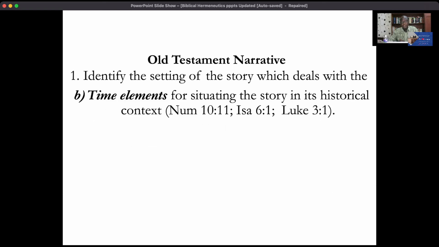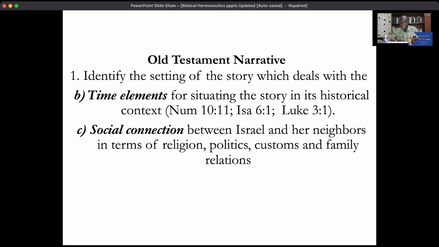B, also look at a setting of time, the time element, that is for situating the story in its historical context. So when did the story happen? And usually when you read Isaiah, for example, chapter 6, verse 1, you are told that Isaiah received this vision in the third year, on the first year of King, whatever. And so it is important to know when the story happened, the time element.